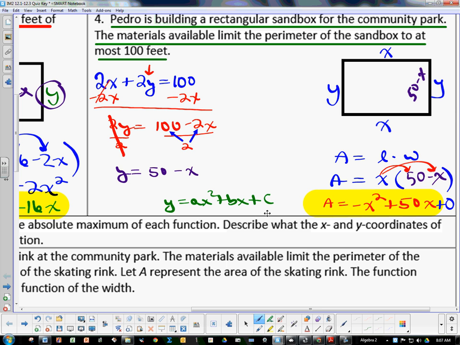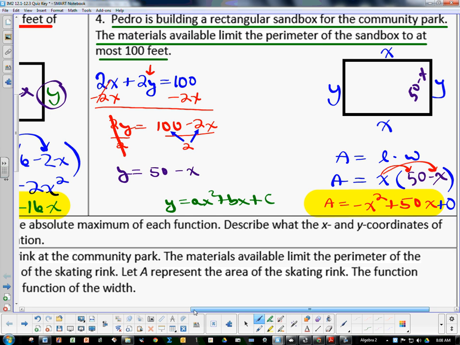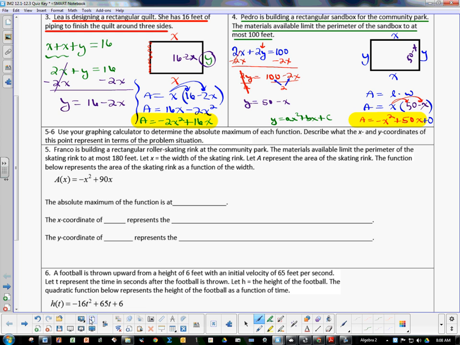So the question was, what was A, B, and C? Well, A is -1, B is 50, and C is really 0. You don't have to write the 0. But please keep in mind, this 0 is very important when we get to the projectile motion problems where we're launching something. Okay. I'm going to move forward.